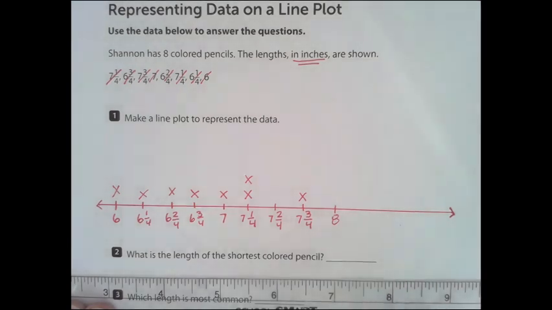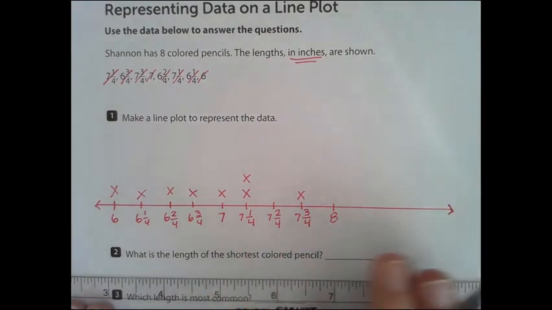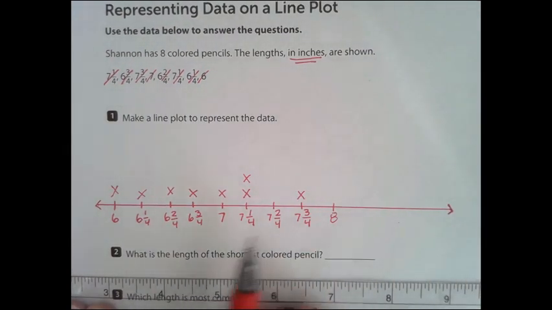So there we have it. Here's our line plot, and it got fuzzy. Sorry about that. Okay, so here we are. Our line plot is set up. So if your line plot doesn't look like this, double check it with mine. This is what it should look like.